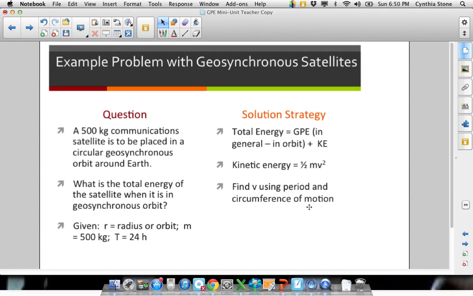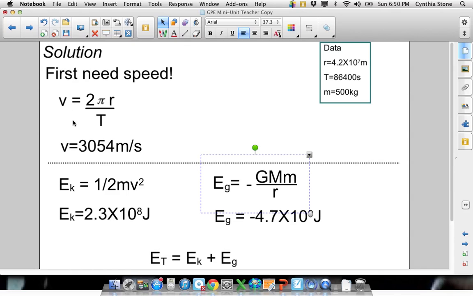However, knowing the circumference of the motion, 2 pi r, that's the distance, and the time is the period. So it takes 86,400 seconds to travel one full circumference. So you can find speed using that. When we do the solution here, that's the first thing I did. I found speed, and it's 3,000 meters per second that this thing is moving around at that high elevation.